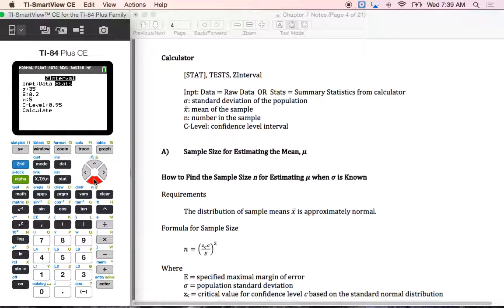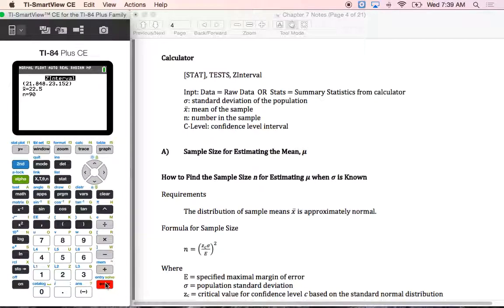Now in our problem, it told us our sigma was 2.4. It told us our x bar in this problem was 22.5. And we had 90 jogging times. And then our confidence level was 0.99, so 0.99. We're going to go down to calculate.